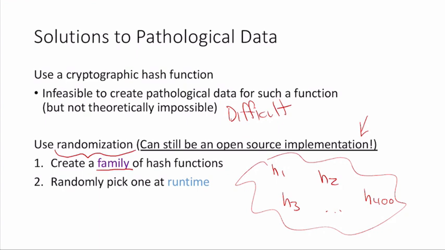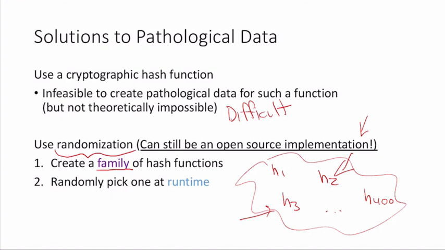Well, okay, somebody might be able to crack all of those hash functions, but how do they decide which one you're using at runtime? If you randomly select one and the hacker has no idea of the process by which you select it, maybe it's dependent upon the time of day that you start the process, maybe it's dependent upon the current temperature outside, there's no way for a hacker to figure out which one of these hash functions you're using, so they don't know which pathological data set to attack you with.